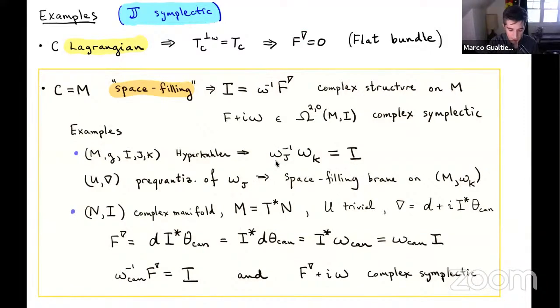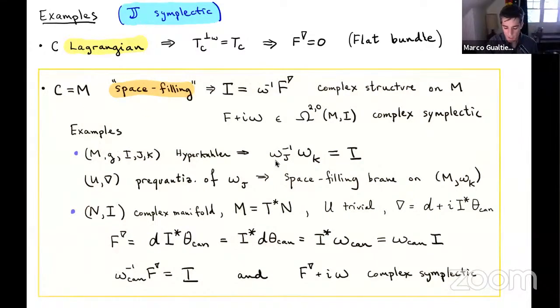Okay, on the other hand, the other good example is at the other extreme, where the coisotropic is the whole space. This is called a space-filling brane. It's a kind of terrifying thought that your head is expanding to the size of the universe, you know. But in any case, we have this case of the space-filling brane.